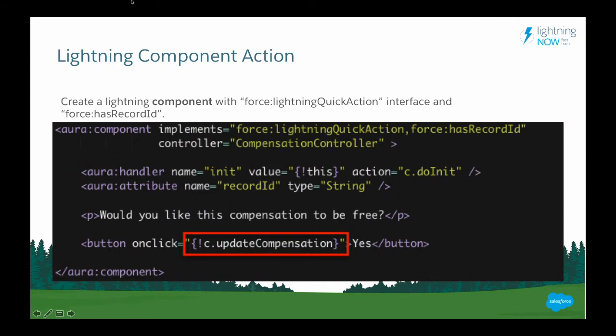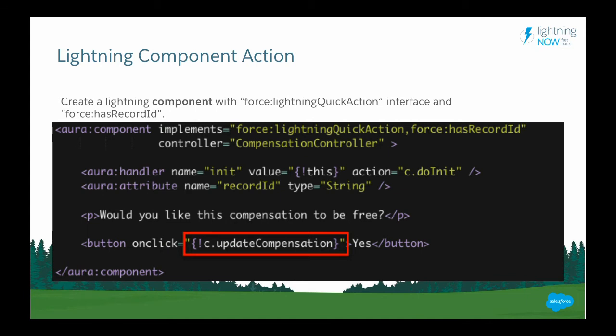When you create a Lightning component action, a lot of the information that you know about Lightning components is translatable to these. The things I want to point out, which you'll see again in the demo, is that on the first line, you implement force:lightningQuickAction. This tells us that the component you're building is meant to be used as an action. Right after that is force:hasRecordId. This interface gives us access to the record ID that you've invoked the action from. If you want to do something on that record, we need to make sure we have the record ID.